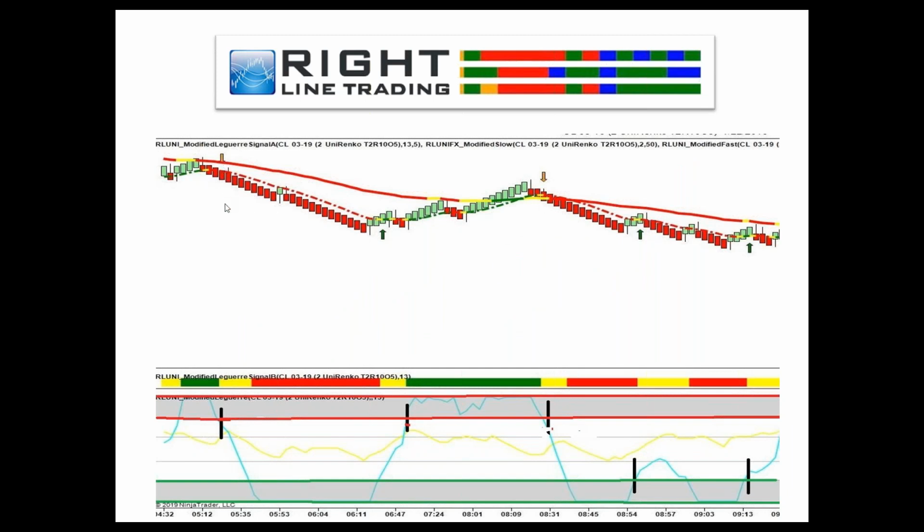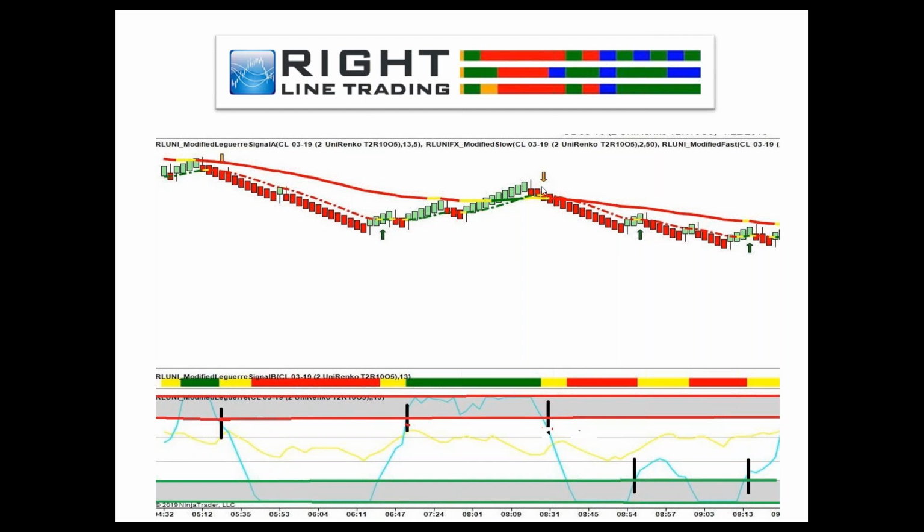Here's a short signal with the Laguerre crossing. Now I move from stocks to futures. This is crude. And you can see you get your oscillator cross of the 80 line, the signal short, and the lock, and down you go. The arrow is your exit signal. It is not your signal to take a counter trend trade. We never counter trend trade. No long trades below the 50.